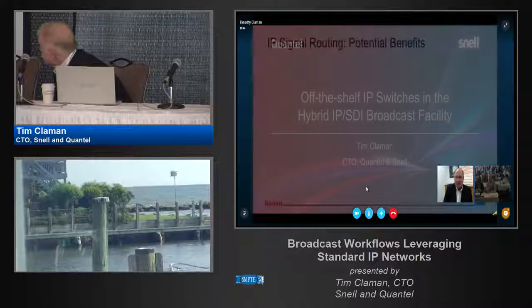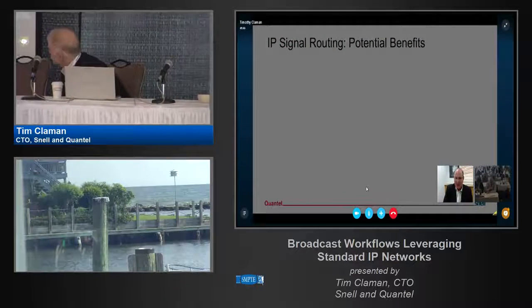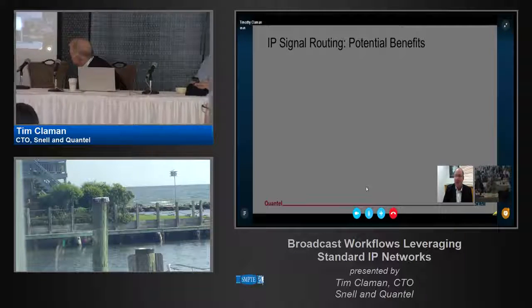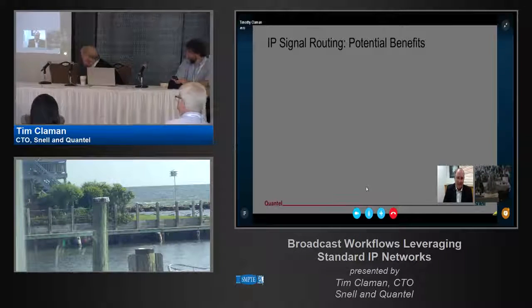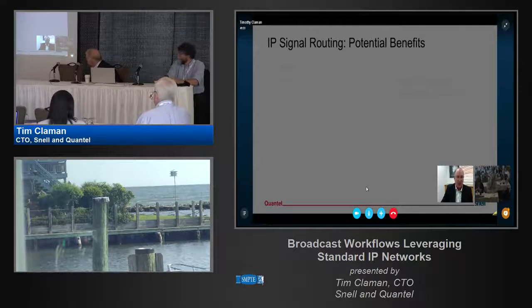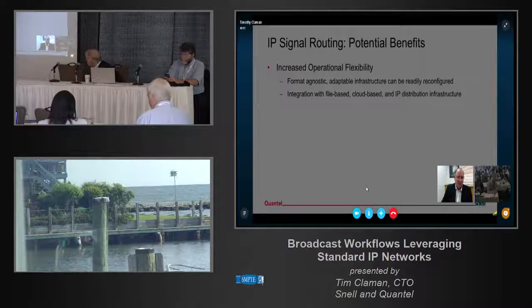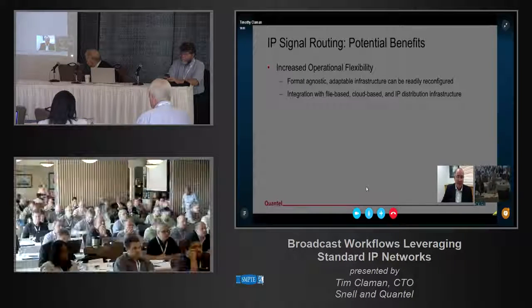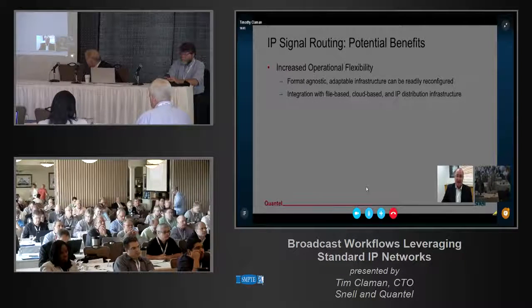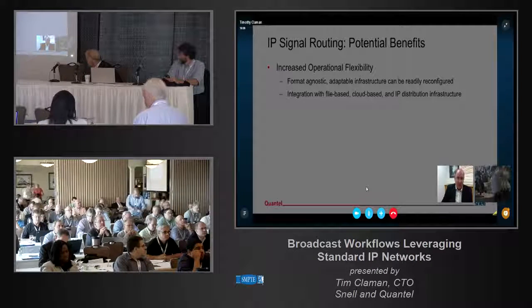All right. When I talk with broadcasters such as yourselves about using IP technology for routing signals and control data, they usually talk about three potential benefits. The biggest appeal is increased operational flexibility and efficiency. The idea being that IP networks can be format agnostic and adaptable. They can be scaled up and down. They can be readily reconfigured.